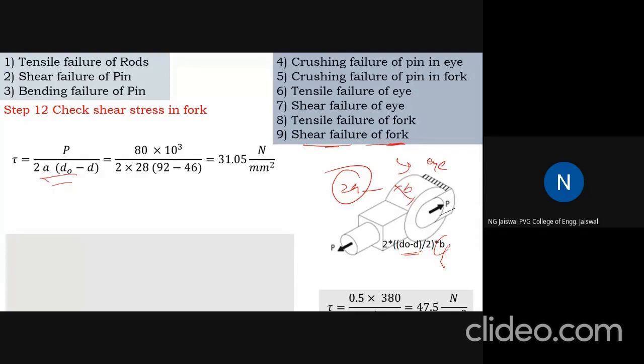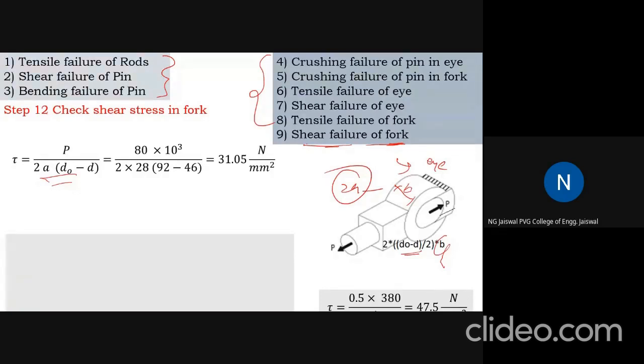And to help you to remember, you can divide all the failure types into two parts. One part of these three failures is required to find dimensions, and the other part is required to cross-check the stresses induced in the components, whether they are within the limits or not.